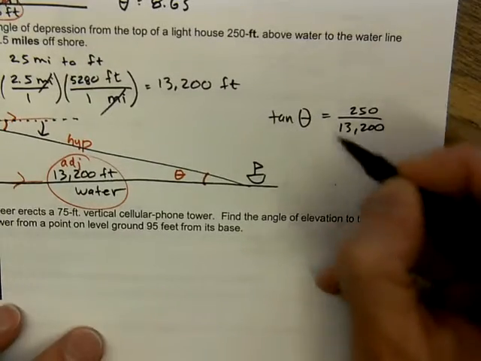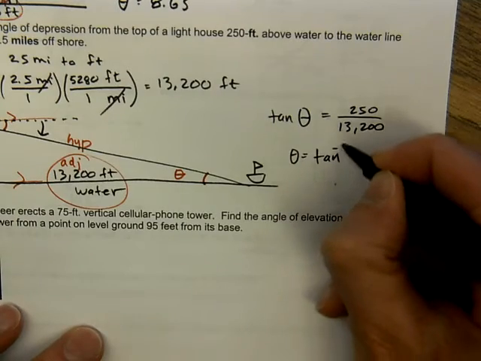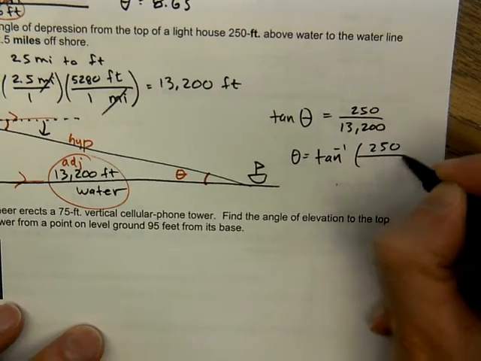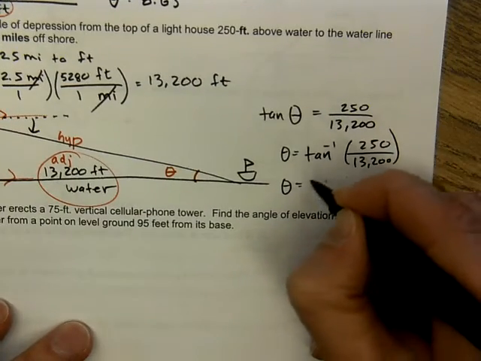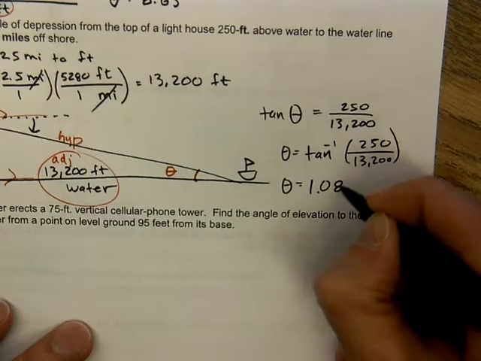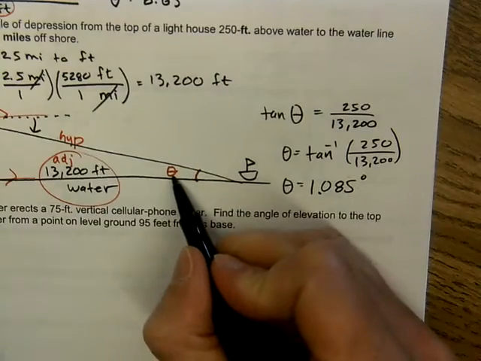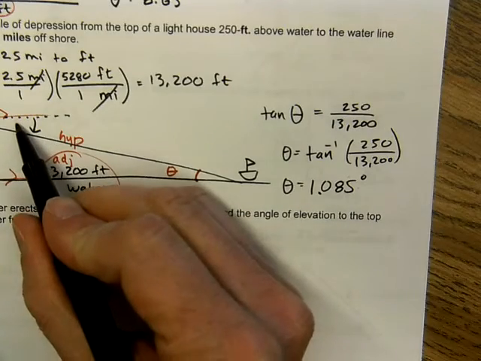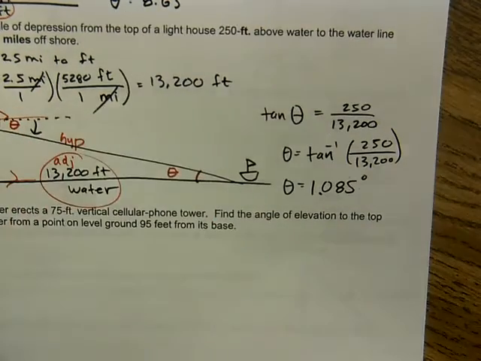13,200. That's a pretty big denominator, so we would expect a pretty small angle here. Inverse tangent of that fraction, and that's what we'll type into our calculator. Again, this is in degree mode. We haven't changed that, so it's 1.085. I took a look at that earlier, and if we were rounding to two decimal places, we'd round that up to 1.09, and that's in degrees. That's this angle of elevation, which is also the same as that angle of depression.